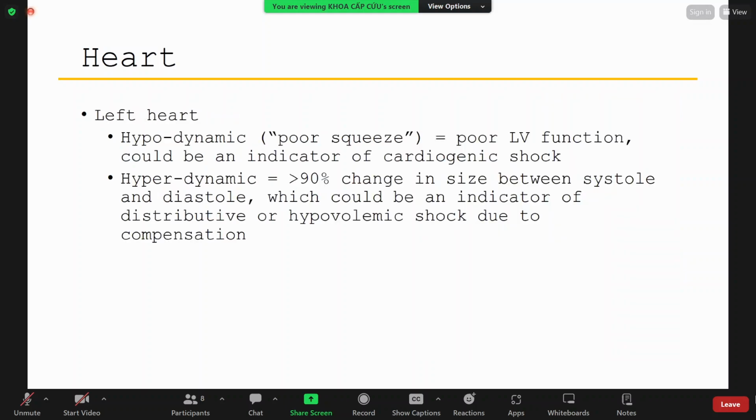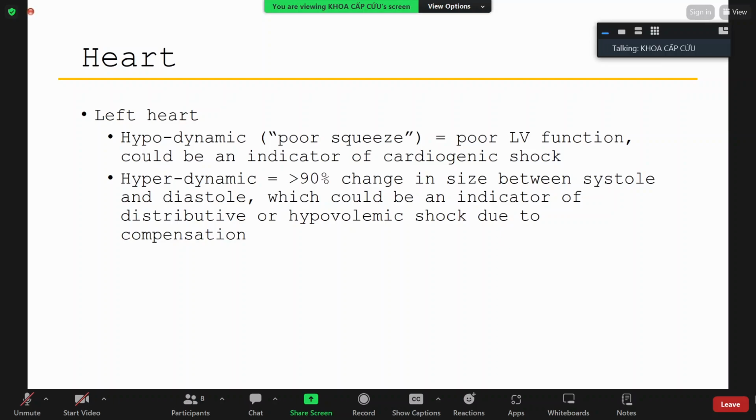And then the left side of the heart. So things that we can look at in the left side of the heart, and this is typically most easily assessed in the parasternal long axis view. We can see if the heart is hypodynamic or hyperdynamic. Hypodynamic hearts, and we've probably all seen patients' hearts that are in heart failure, and they just don't have very strong hearts to begin with, and it really just looks like that heart is barely moving at all. And they might have a poor ejection fraction.